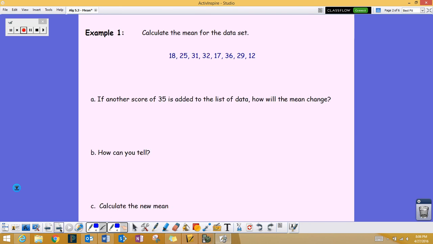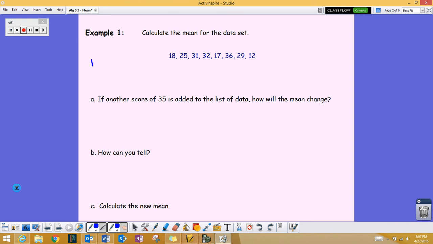So our first problem is also your first example. It's asking us to calculate the mean for the data set given. So we're going to do that. In order to find the mean, we're going to add up each of these data values and then divide by the total number of data points we have here. In this case, there are 8 of them.